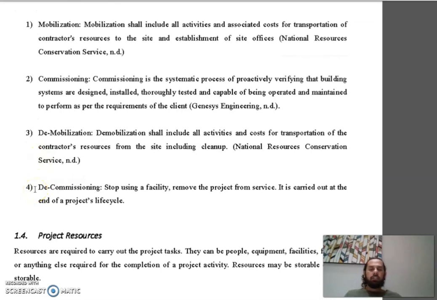Then the decommissioning, stop using the facility. This is the last one. We are talking here about the key steps of the project. We are talking on the basis of the life cycle of the project, not the project execution itself.